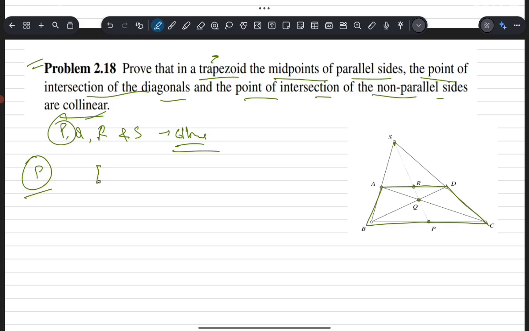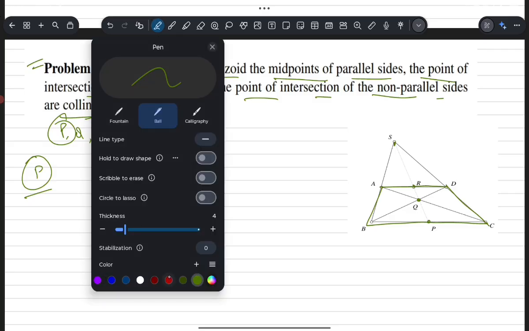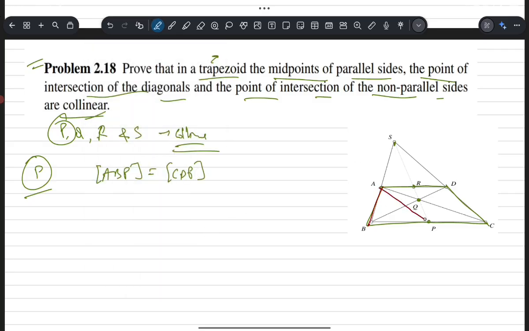Can I say that area ADP equals area CDP? Let me highlight that, area of ADP and area CDP. Let me draw that with a different color. Why? P being the midpoint makes the bases equal. And since AD is parallel to BC, these two triangles lie in the same parallels, making their areas equal. I hope you are able to connect it with lemma 2.